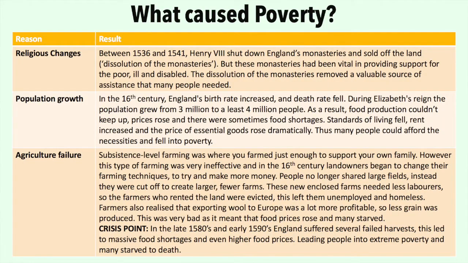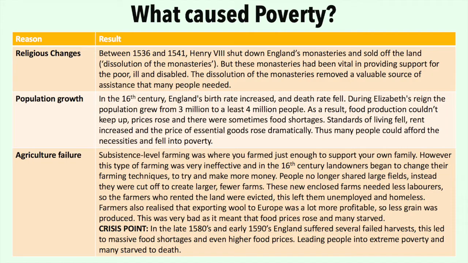So what caused poverty? One of the main reasons was due to the religious changes. Between 1536 and 1541, Henry VIII shut down England's monasteries and sold off the land. This was known as the dissolution of the monasteries. But these monasteries had been vital in providing support for the poor, ill, and disabled. The dissolution of the monasteries removed a valuable source of assistance for many people that needed it.